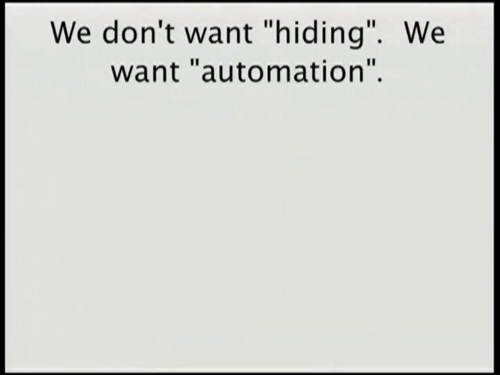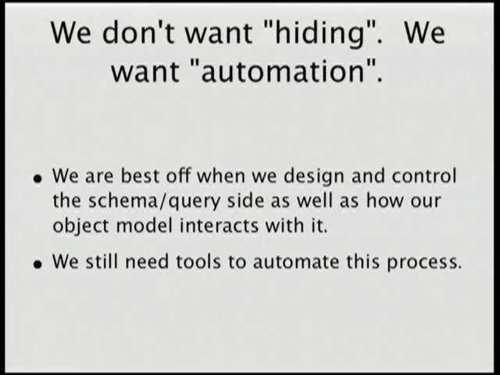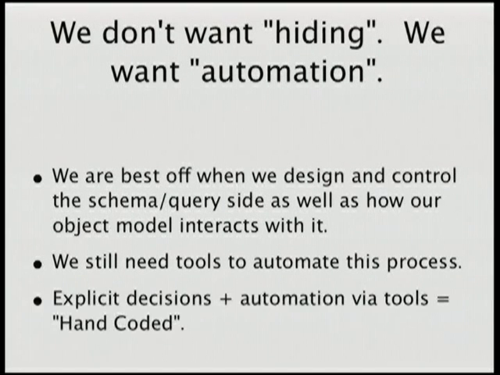So we don't really want to hide things. What we want the ORM to do for us is automate the work of dealing with the database. So we're best off when we design and control the schema and query side, as well as how our object model interacts with it. And we still need tools to automate this process. So within the scope of this talk, I'm going to say the concept of explicit decisions plus automation via tools is, quote unquote, hand-coded, kind of a buzzword. So SQLAlchemy and the hand-coded approach, now we're going to go into what that is.